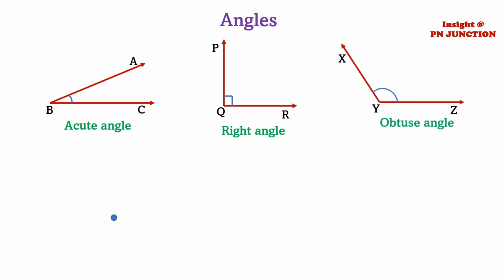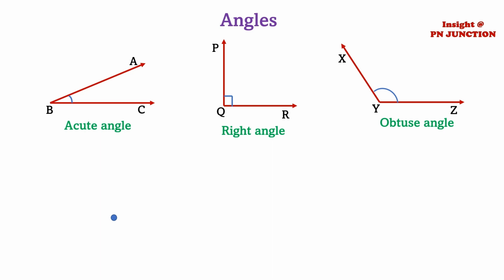Another one is obtuse angle. An obtuse angle measures more than 90 degrees but less than 180 degrees. Some examples of obtuse angles are 120 degrees, 130 degrees, 155 degrees, 160 degrees, and so on.